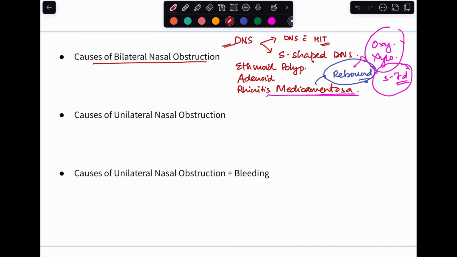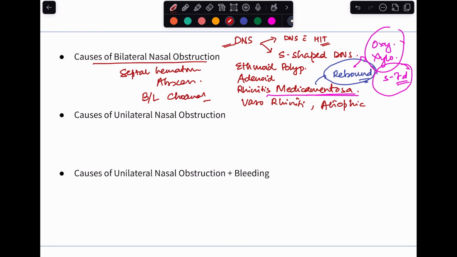Coming back to the causes of bilateral nasal obstruction, some other causes would be vasomotor rhinitis or even atrophic rhinitis. Then we have some septal causes like septal hematoma or septal abscess. And another cause could be bilateral choanal atresia. So these are all the causes of bilateral nasal obstruction that we can say when we are asked.